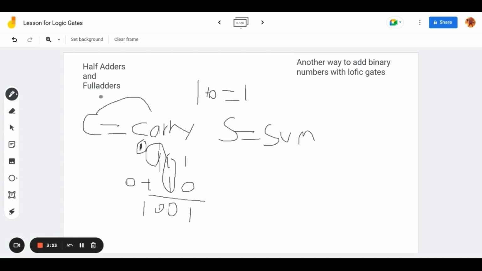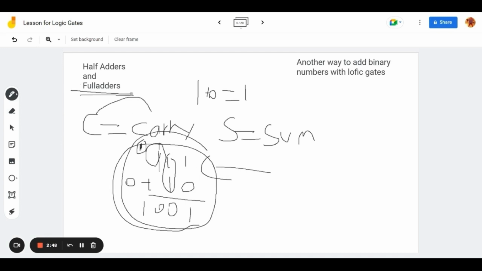So basically, half adders and full adders are another way of adding binary numbers without actually having to add the numbers together. You could use the logic gates that we have learned. Half adders and full adders allow you to figure out how to add two values together without actually having to go through the actual process of adding them. So instead of going through this process, you could just use the half adders and full adders to do it for you. And I will explain to you how these half adders and full adders work.